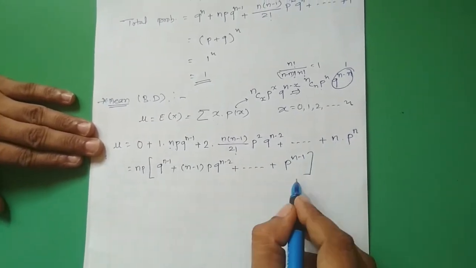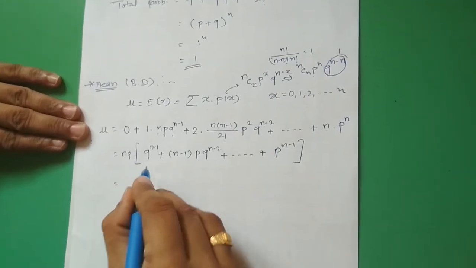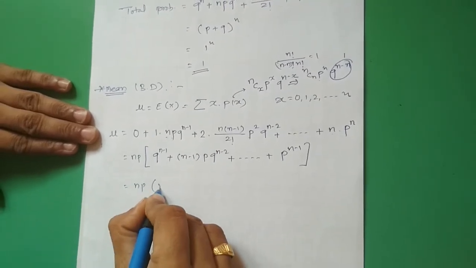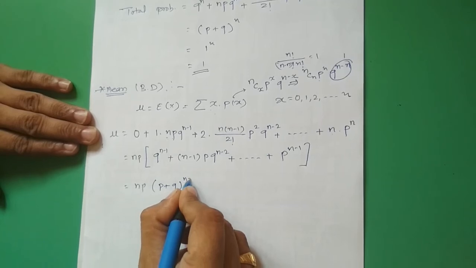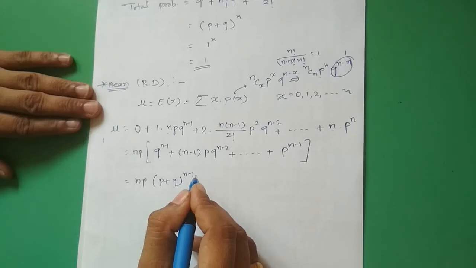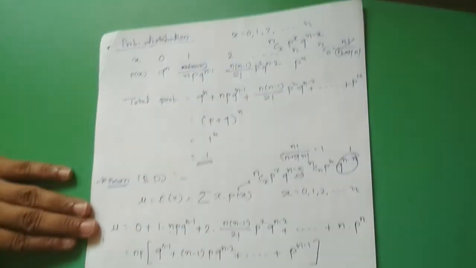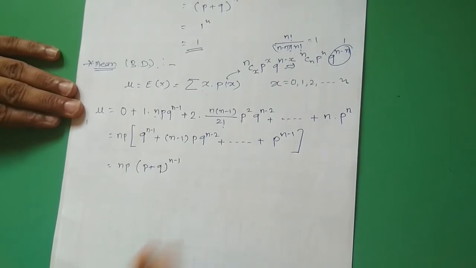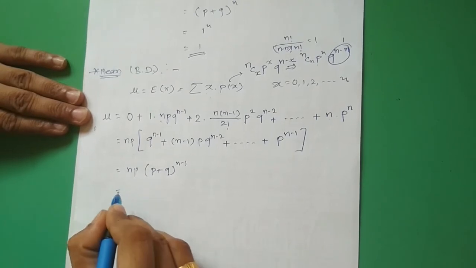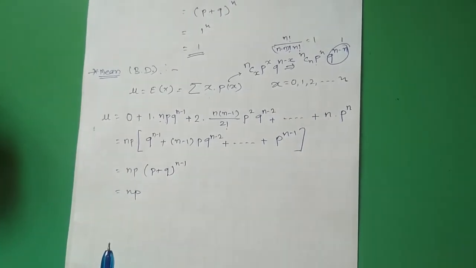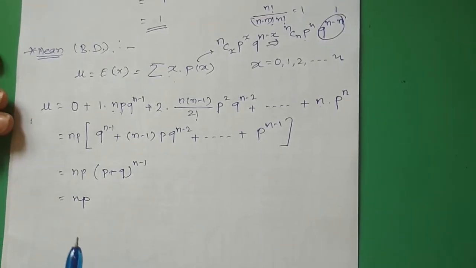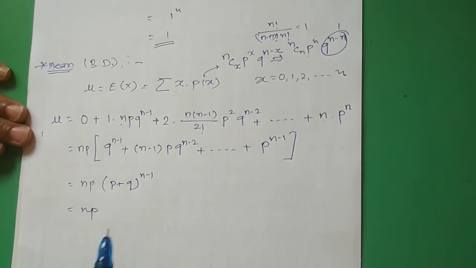If you carefully observe this, it is the expansion of p plus q raised to n minus 1. We know that p and q are the probabilities of success and failure, since it's a binomial distribution and the results are always dichotomous. So p plus q is equal to 1, and 1 raised to anything is equal to 1. So what remains is np. In the case of a binomial distribution, mean is equal to np. This is the way we can find the mean for the binomial distribution.